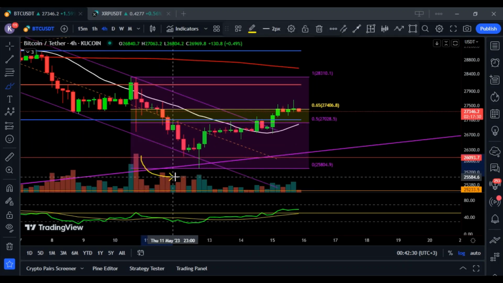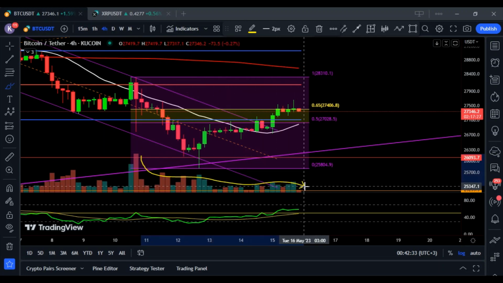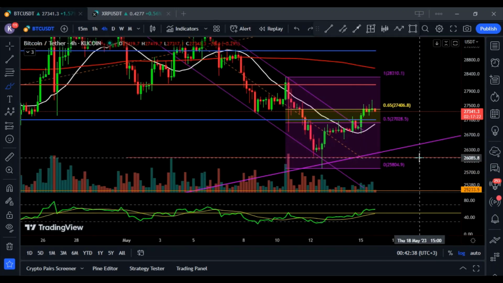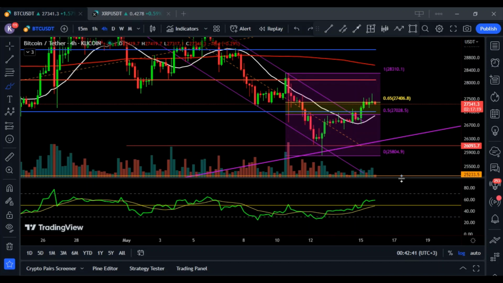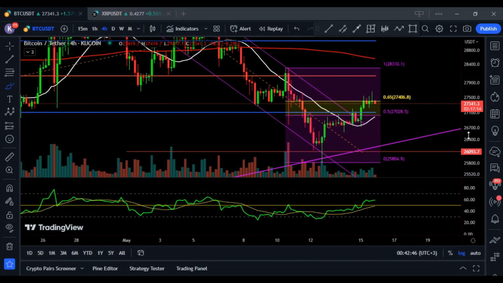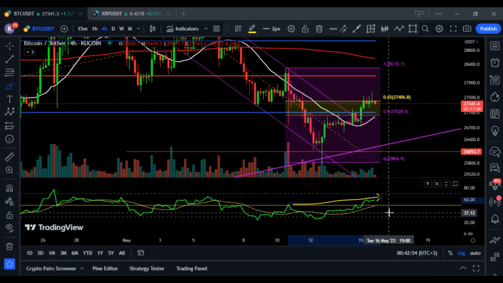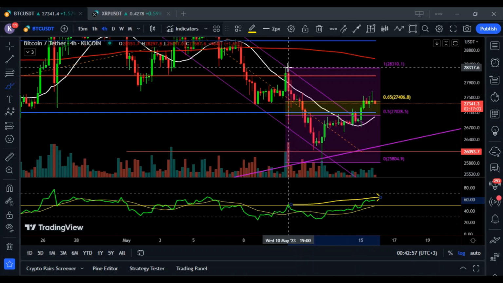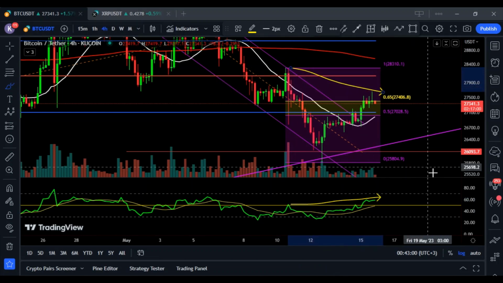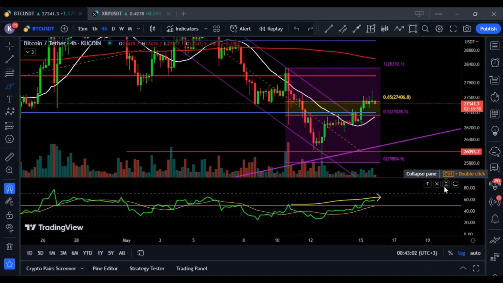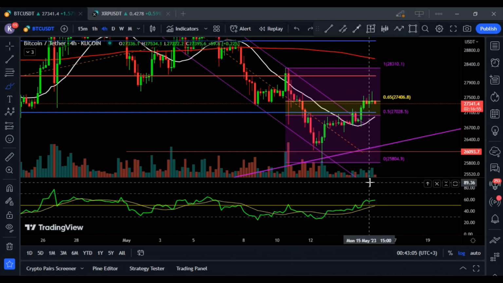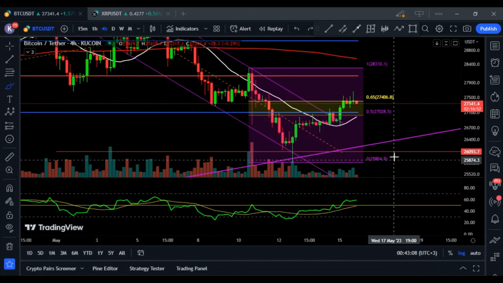Add to that the volume. Notice how the volume is moving to the downside, right? This is another key point of concern to take note of. Another not-so-good signal is the RSI here. We're having a higher high on the RSI, while on the price we're having a lower high. So that's a hidden bearish divergence on the RSI, and we need to take note of that as well.